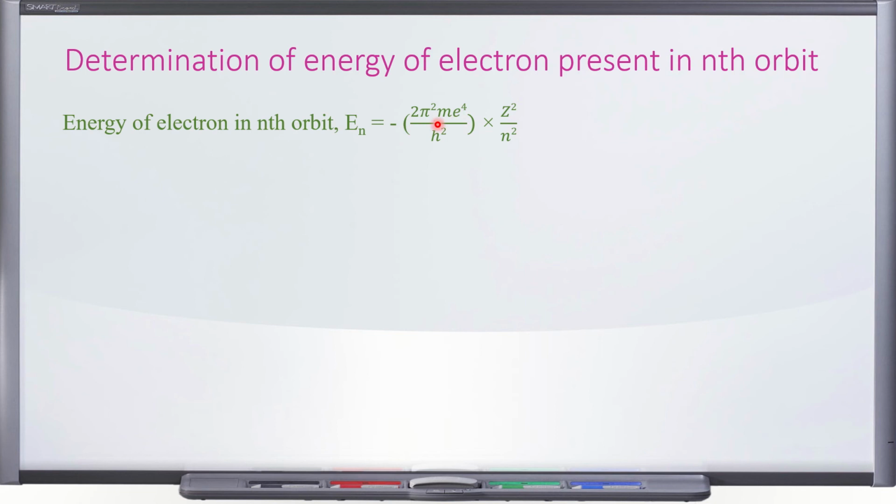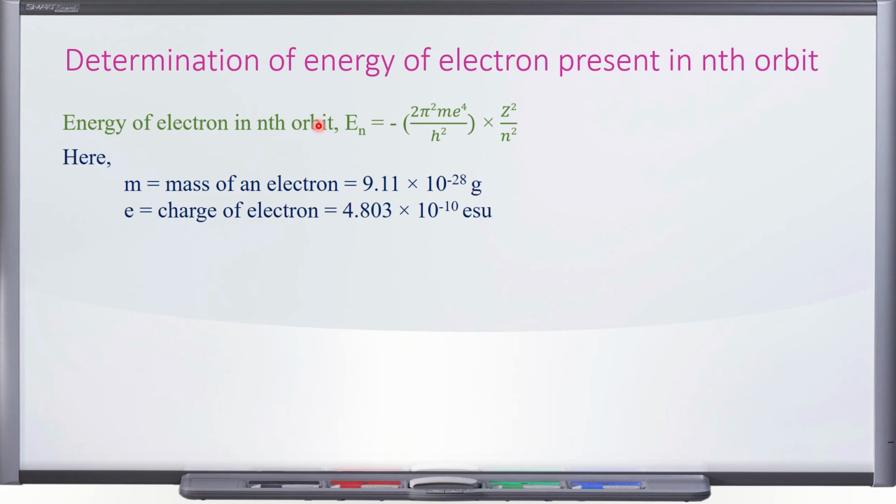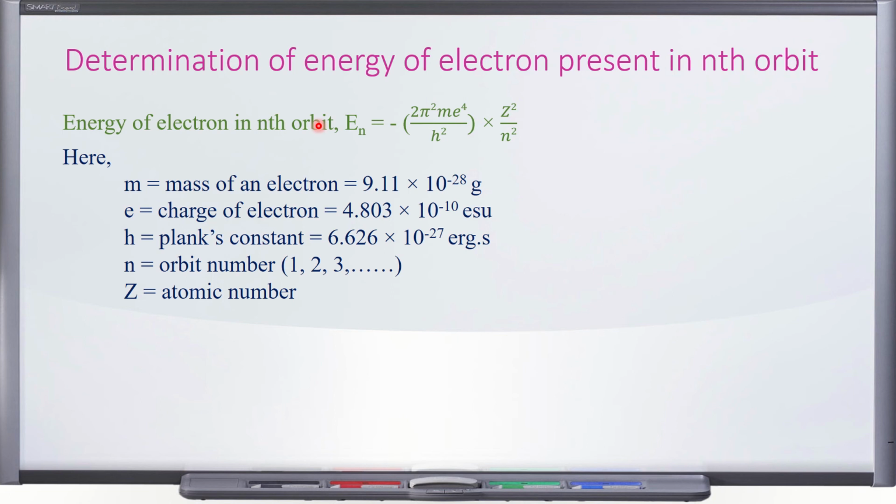Here also the charge of electron e is used. So we will take all the terms in CGS unit. Here m equals mass of electron, e equals charge of electron, h is Planck's constant, and Z and n are atomic number and orbit number. Now look, this portion, 2 pi square m e^4 divided by h square, is not variable, this is a fixed value. So you can find out this fixed value.